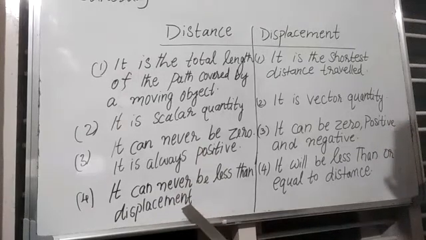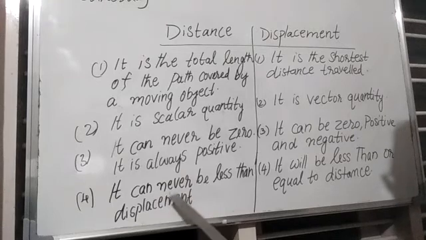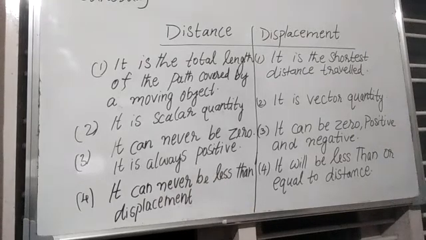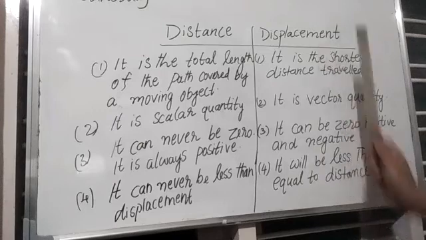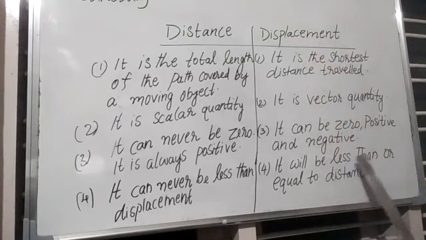The distance will be greater than displacement or can be equal to displacement. It can never be less than displacement. And the fourth difference: displacement will be less than or equal to the distance travelled. So it can be equal to distance.